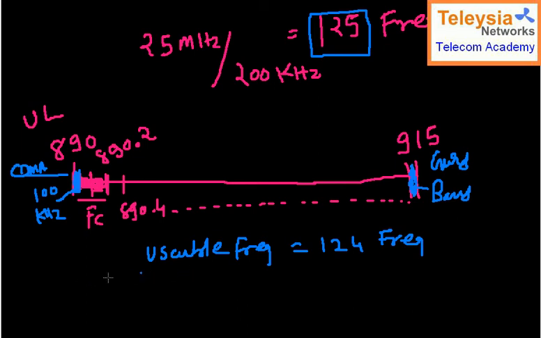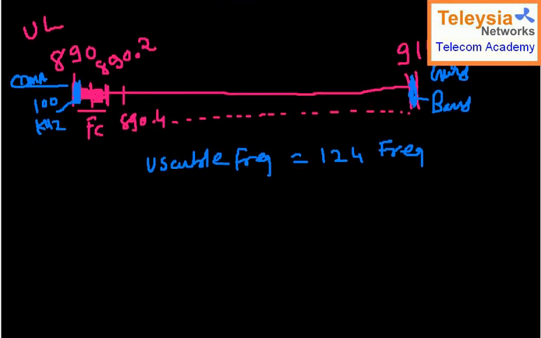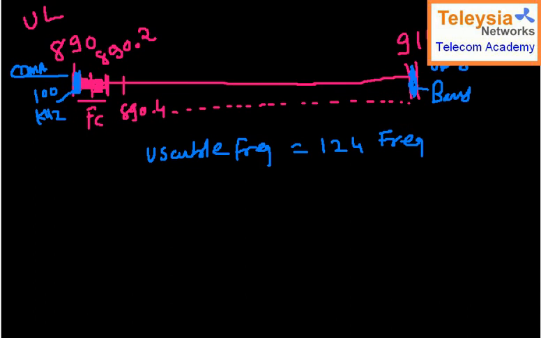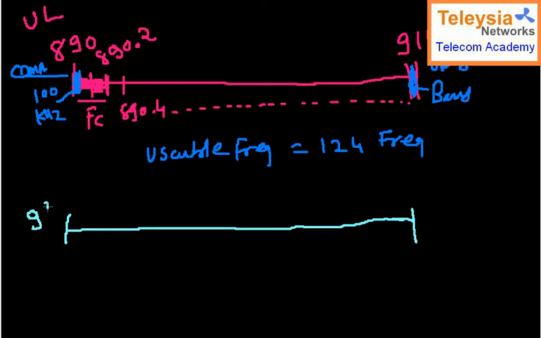So in downlink, let us draw the downlink here to compare both frequency bands. So this is our uplink. Let us draw the downlink here. Let me change the color here. Okay, so the downlink is also almost 25 megahertz. As we know, it is a pair of frequencies, and it starts from 935 and ends at 960 megahertz.